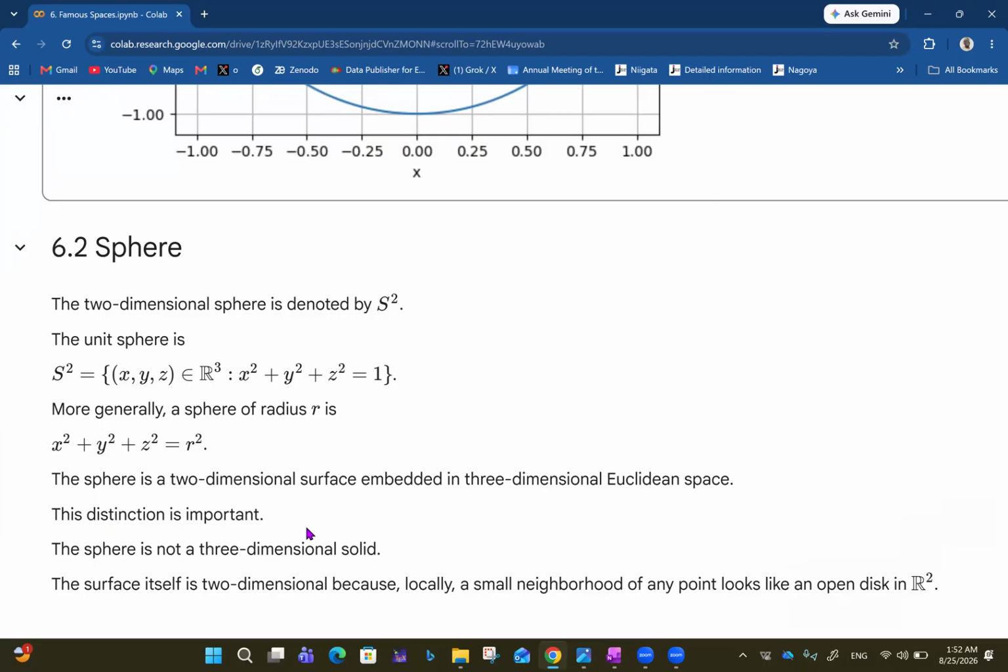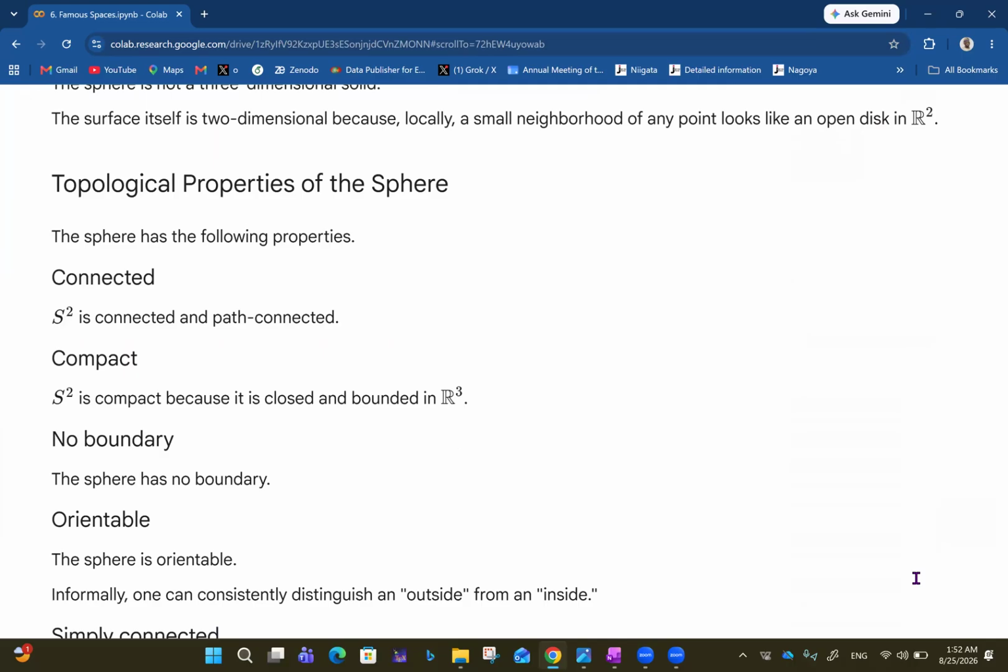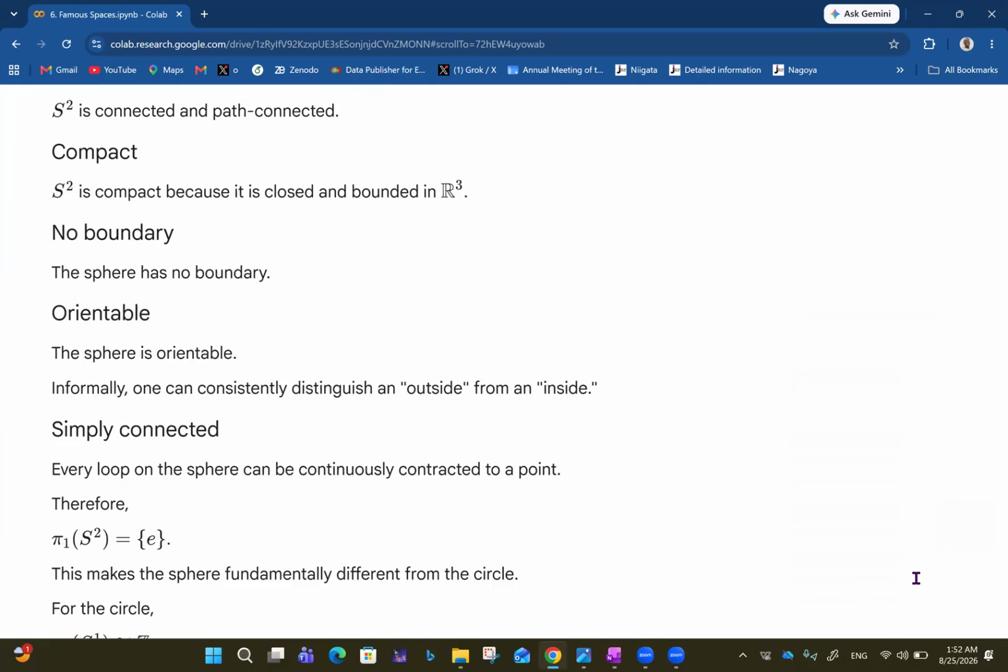So this distinction is important. The sphere is not a three-dimensional solid. The surface itself is two-dimensional because locally, a small neighborhood of any point looks like an open disk in R². So it's more like a circle in 3D.